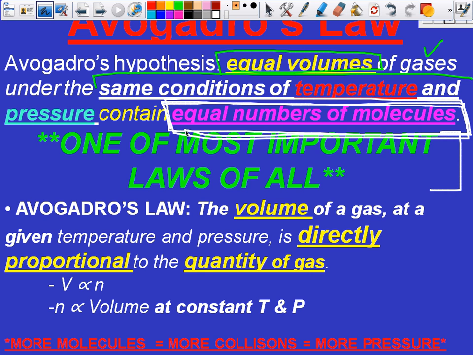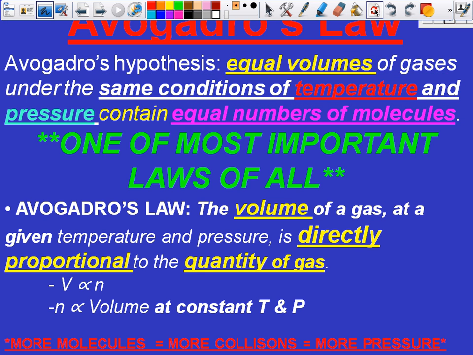I cannot stress to you how important this concept is. If you have the same temperature, the same pressure, the same volume, it must have the same number of molecules. It does not matter what gas it is. It can be helium, hydrogen, nitrogen, carbon dioxide, oxygen. You can throw out 1 billion different gas molecules, but if they have equal volumes, same temperature and pressure, they have the same number of molecules present.